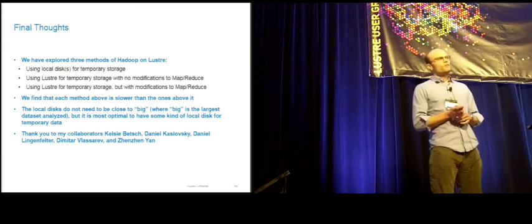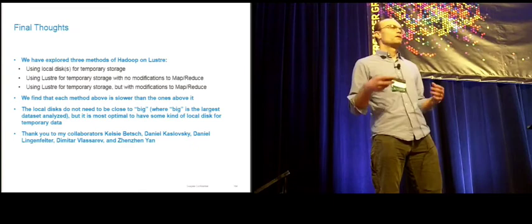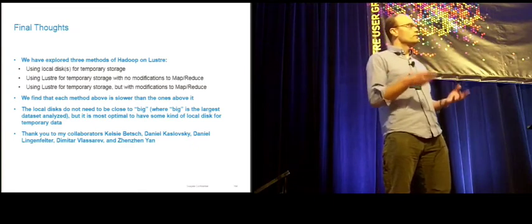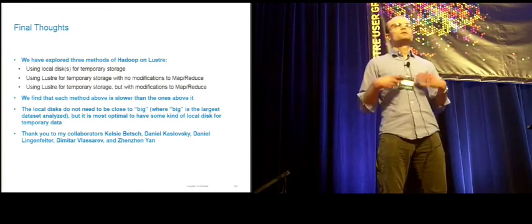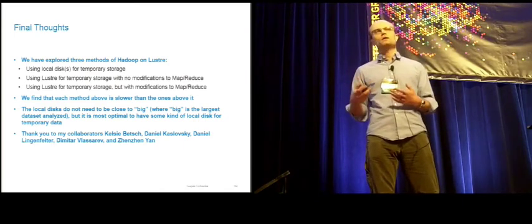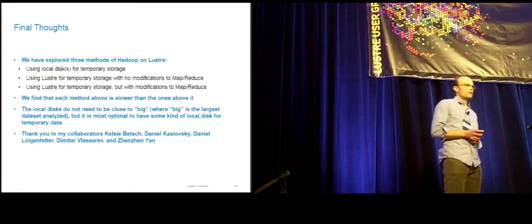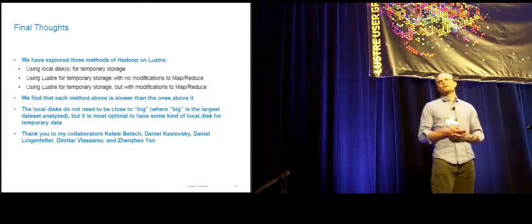If you're going to go diskless, so you're going to have diskless nodes, and you have to store intermediate data on Lustre, don't modify the code. Just do the normal shuffle, because then you can take advantage of the Linux RAM cache. And finally, thank you to my collaborators.